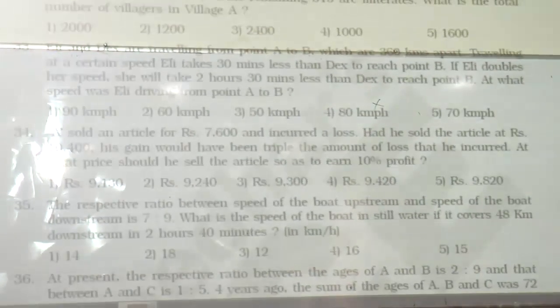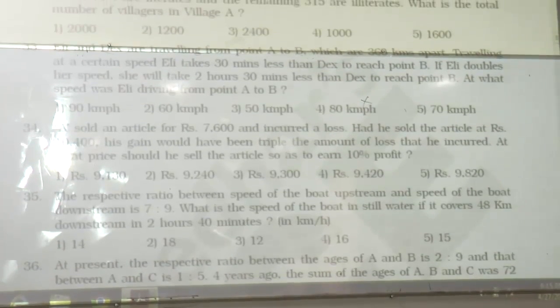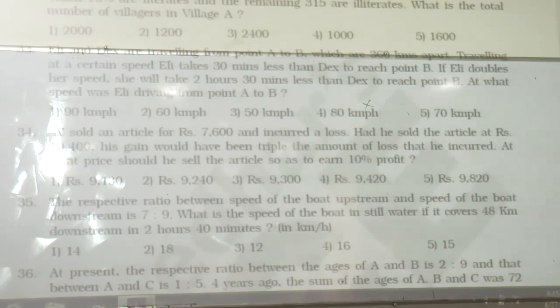A sold an article for 7,600 and incurred a loss. Had he sold the article at 10,400 rupees, his gain would have been triple the amount of loss that he incurred. At what price should he sell the article so as to earn 10%?